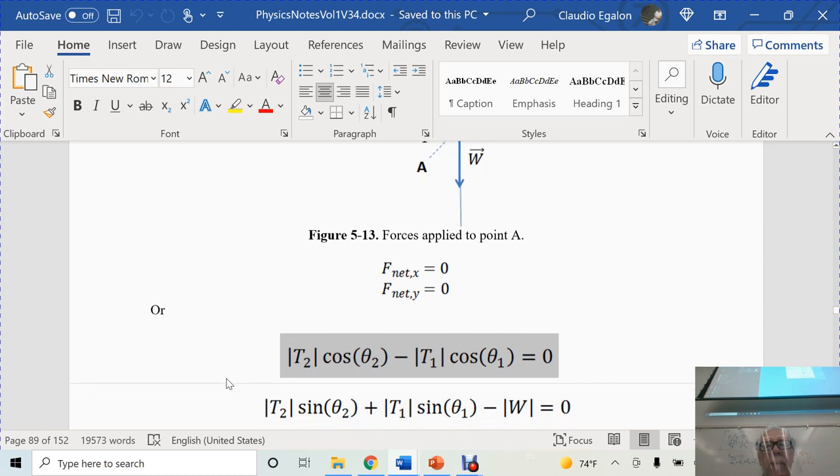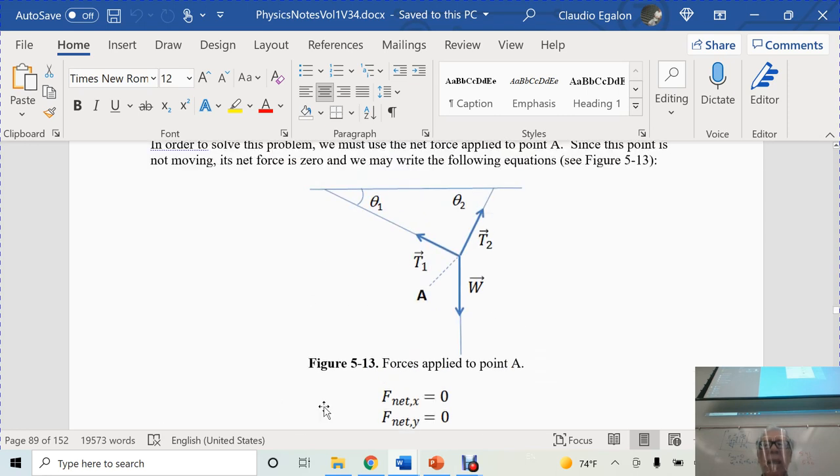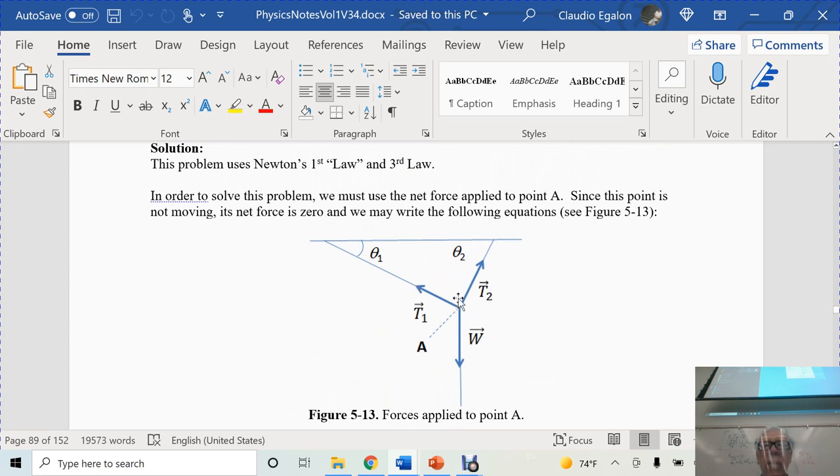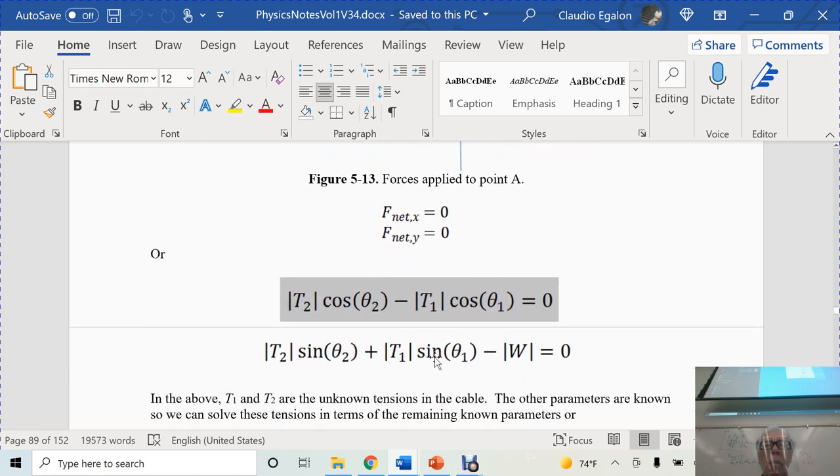The second one is the one that goes in the y-axis. The components of T1 and T2 in the vertical are going to be multiplied by sine of their respective angles. So vertical of T1 is T1 sine of theta 1. Vertical of T2 is T2 sine of theta 2. But now they're summing because they're along the y-axis. They're subtracting whenever they're along the x-axis. What is subtracting them is the weight. And now we have two equations and two unknowns. We know this, this, and this. What we do not know is T1 and T2.